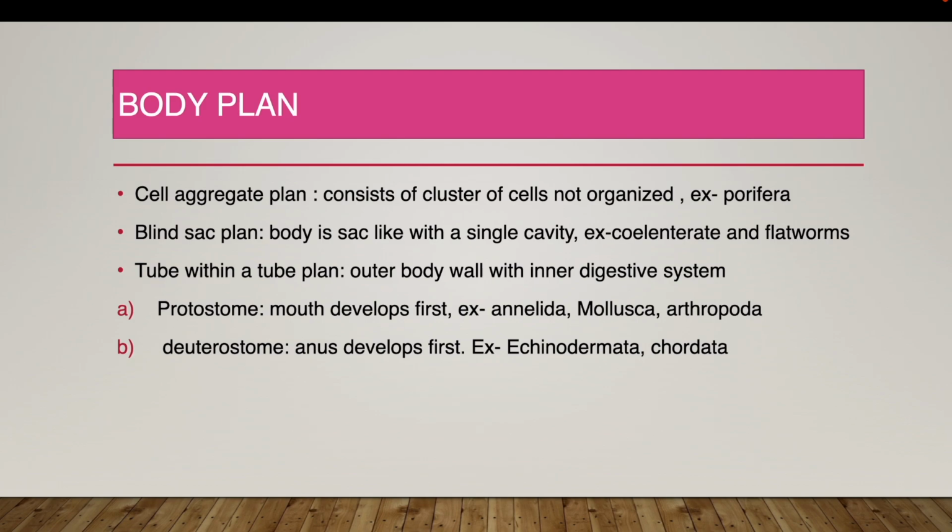Certain organisms have a cell aggregate plan, like the phylum Porifera. That means although they have cells or clusters of cells, they are not in an organized form. So this type of body plan is known as cell aggregate plan.